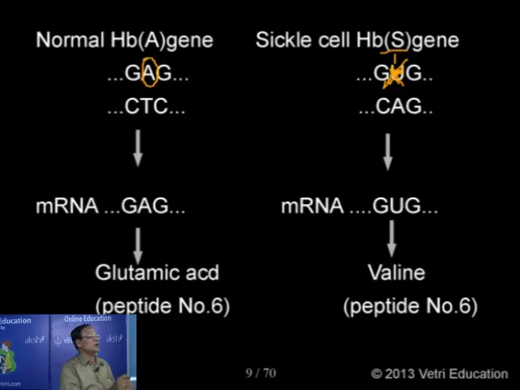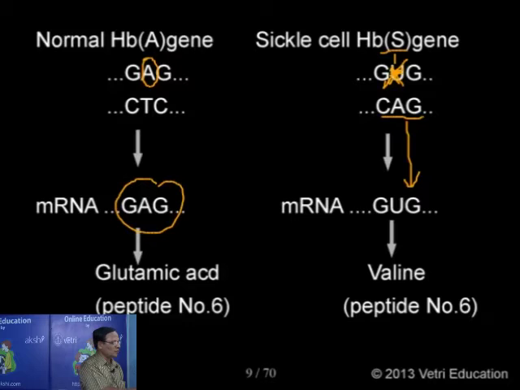Now as a result, what happened? In the complementary strand, we have CAC instead of CTC. Now these triplet bases are transcribed to form GUG instead of GAG. If you have the codon GAG, then only do we have the amino acid glutamic acid. If the codon has been changed because of the mutation, then as a result, in the 6th position in the beta chain, instead of glutamic acid, we have valine, which results in the formation of sickle cell anemia.